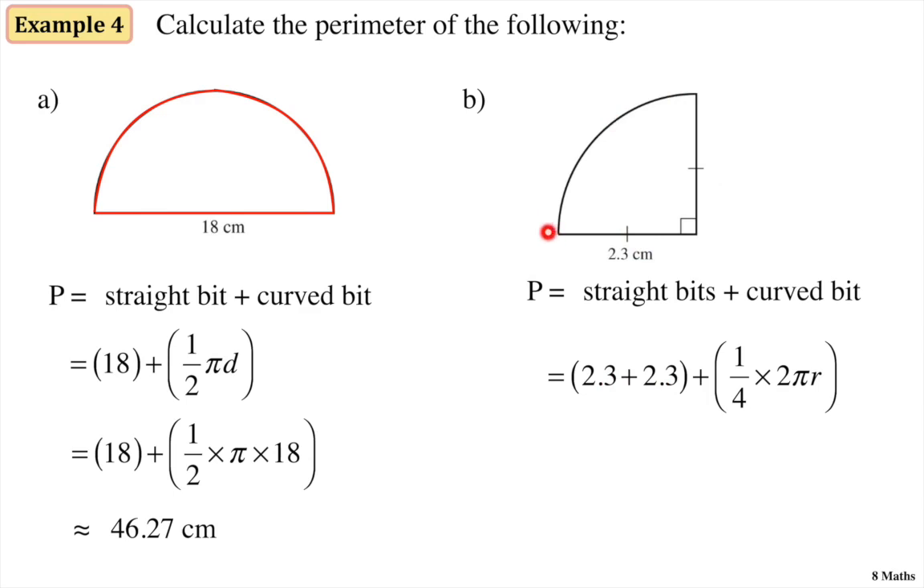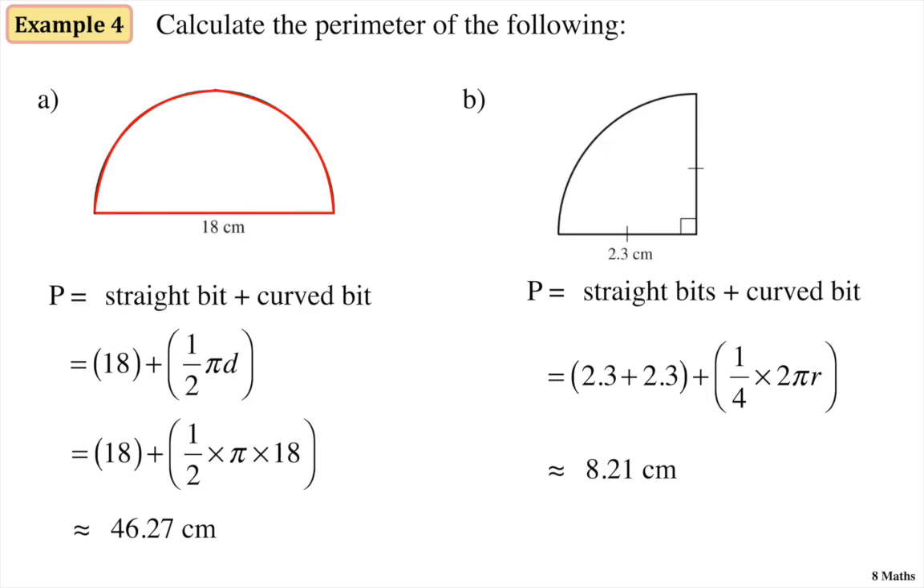I could, because this is a quarter of a circle, I could have gone a quarter times pi d, but this time I've gone a quarter, because it's a quarter of a circle, times 2 pi r. Now why did I use 2 pi r? Remember, if I had a full circle, that 2.3 is not all of the way across, it's only halfway across. The radius would be 2.3. So I've just gone for the formula to use the radius.